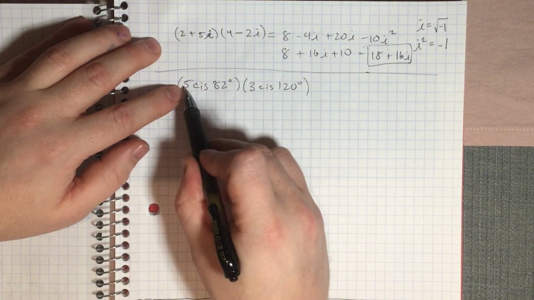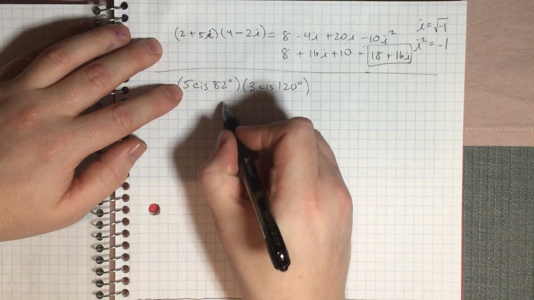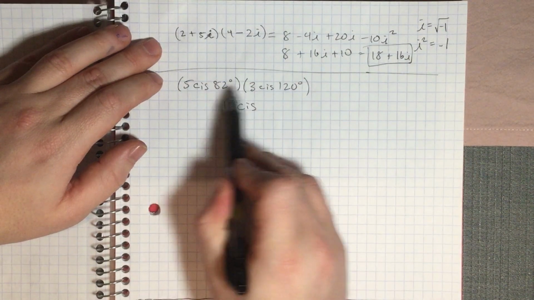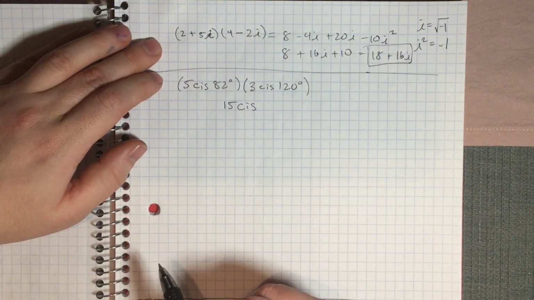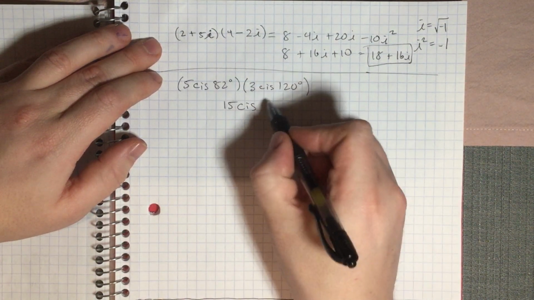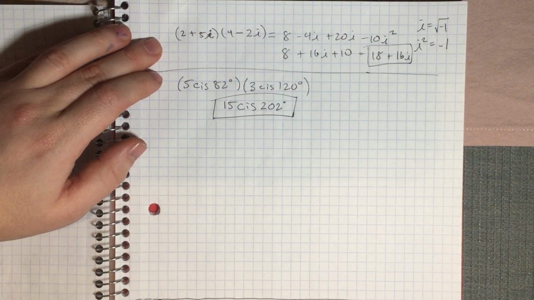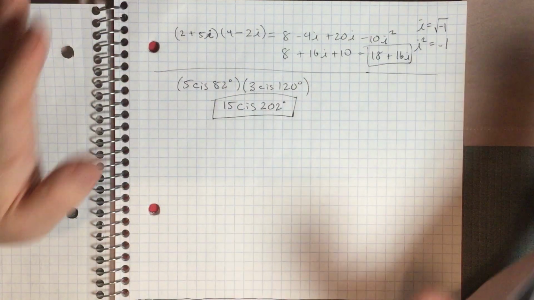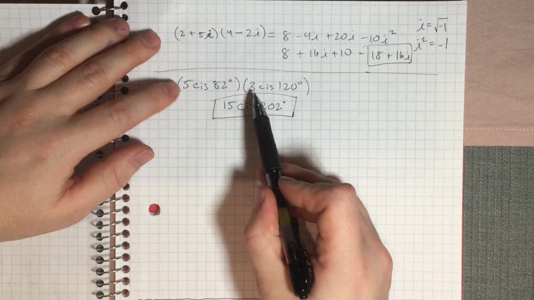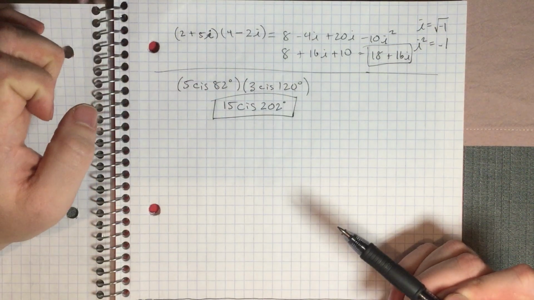We take the two r's, the 5 and the 3, and you multiply them. 5 times 3, that's 15. Then you've got your cis. Then you take your two angles, 82 and 120, and you add them. 82 plus 120 is 202 degrees, and you're done. That's it. It is that easy to multiply two numbers in complex form. You multiply the r's, you add the thetas, and there you go.